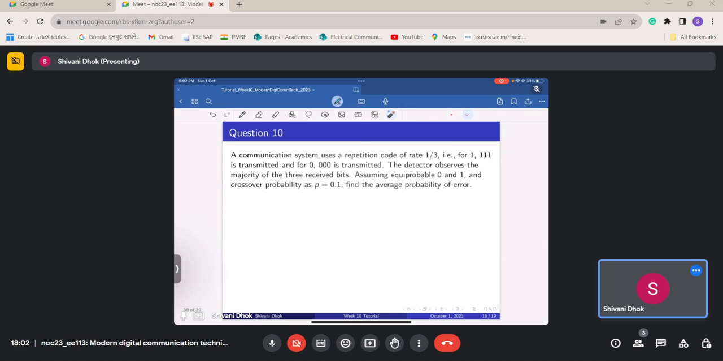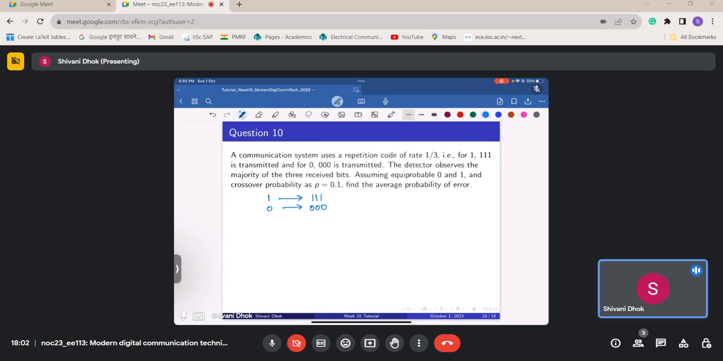So what does it say? A communication system uses a repetition code of rate 1 by 3. What does a repetition code mean? It means that if I want to transmit 1, I'll repeat it k number of times if the rate is 1 by k. So if the rate of that repetition code is 1 by 3, and I want to transmit 1, I'll transmit 1 1 1. Similarly, if I want to transmit 0, then I'll transmit 0 0 0.